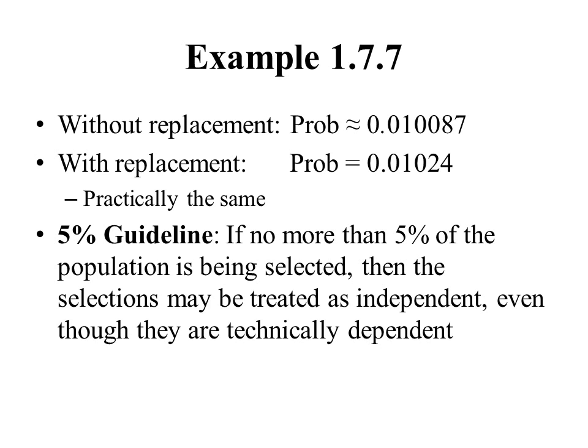So this idea is stated in what we call the 5% guideline, which says that if no more than 5% of the population is being selected, then the selections may be treated as independent even though they are technically dependent. Okay? So that's what we have here. We selected only 5 students, and that was much less than 5% of the population. We treated them as being independent. We got this probability when the true probability was this, which is a good approximation.